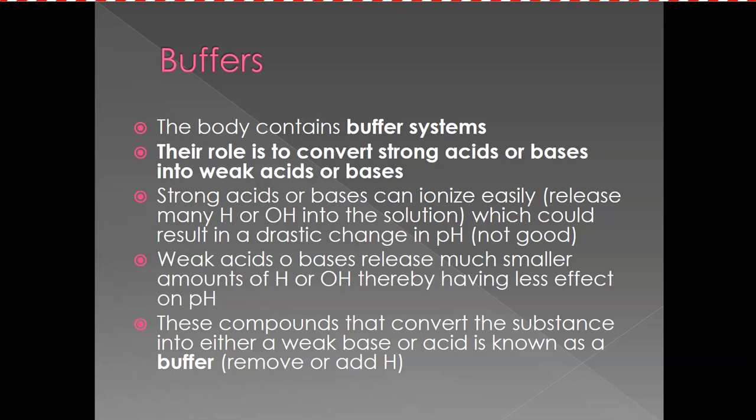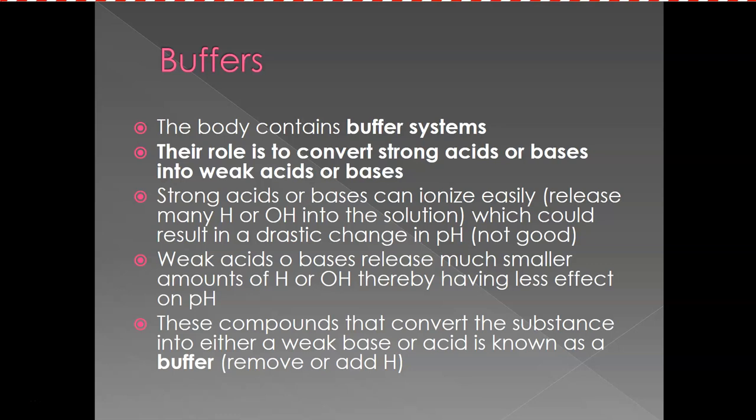So strong acids or bases can ionize easily. In other words, they can release their hydrogen or hydroxide ions into the solution, which could result in a drastic change in pH. That is not good. So we can say that a strong acid or base is unstable, and the release of those compounds into a water solution could result in too great a change, which could result in a very bad environment for certain processes in the body to work. So we want weak acids or bases that release much smaller amounts of hydrogen or hydroxide, thus having less effect on the pH of the environment.